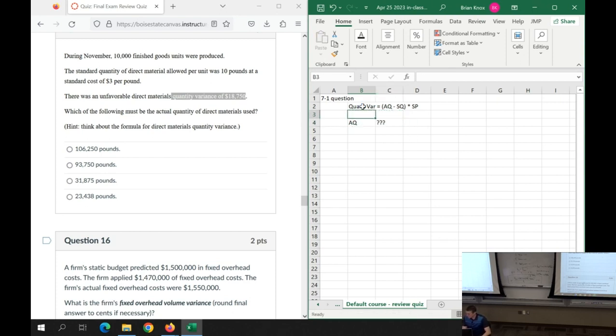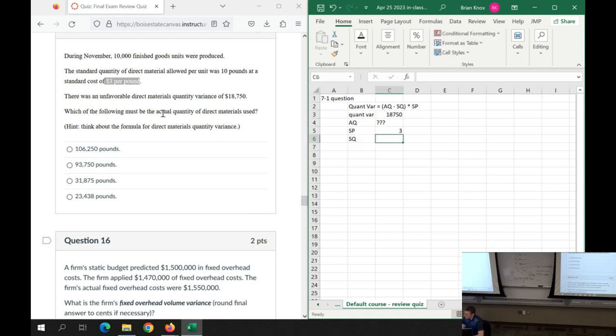I'll move these down. The quantity variance was given to us. It's 18,750. That's what I have highlighted right there on the page. Unfavorable, which means that actual quantity was higher than standard quantity. We used more than we should have given what we were producing. And so positive is what it would end up being. So it's positive 18,750. Good. We don't know actual quantity. We have standard price, which I've said standard cost. I'm a little inconsistent about how I phrase that. But $3 per pound. That's the standard price. Good, we got 3 there. We need to figure out SQ though.